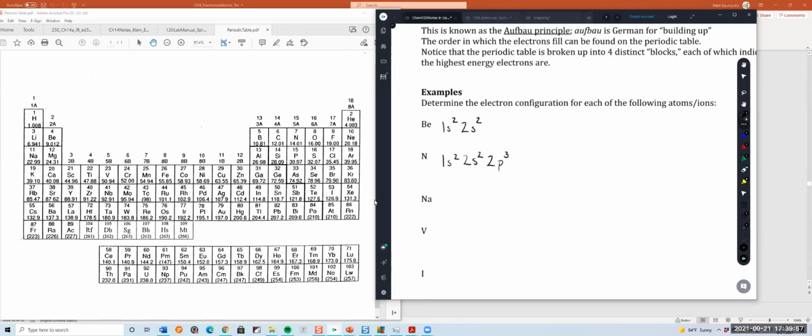Okay, all together starts with 1s2, 2s2. Sodium is here, it's number 11. So then we have to get through all the 2p's. So we filled the 2p's, so it's 2p6. Good. And now that's full. So then we go to, we're on the third row now for sodium. 3s1.